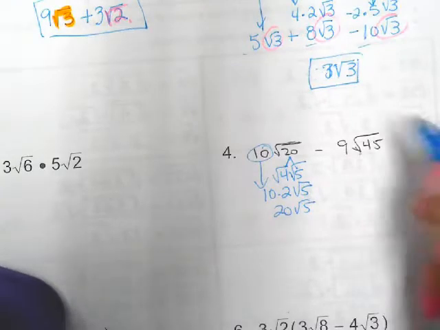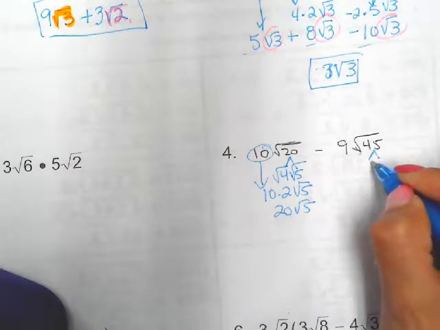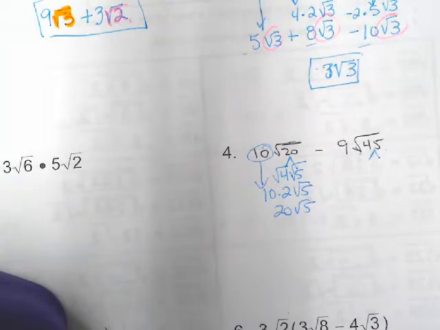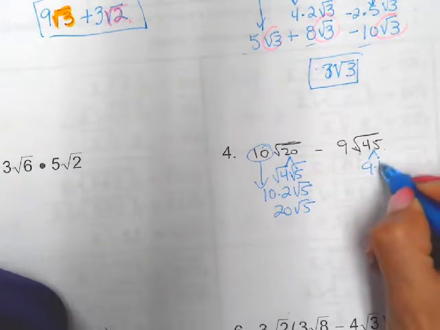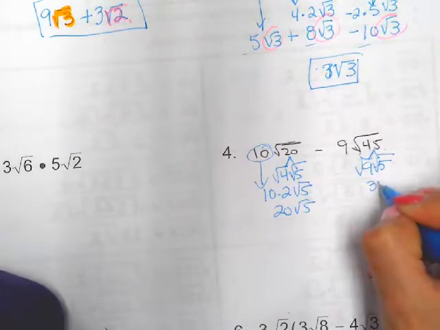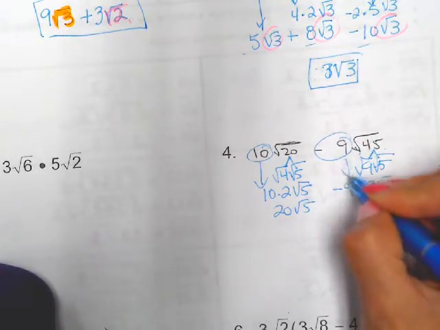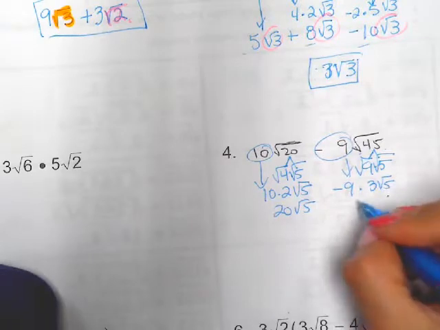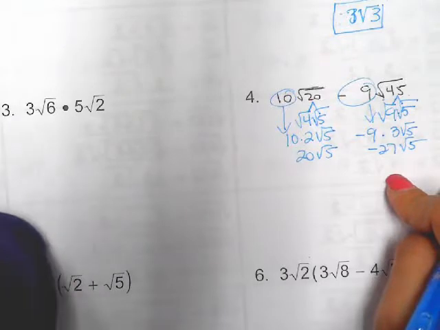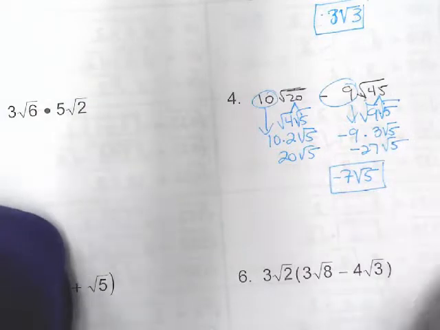Now let's do the 9 square roots of 45. Break down the 45 into 45 divided by 5 will give me 9, right? So it's going to be 9 times 5 is 45, and 9 is a perfect square number. Square root of 9 is 3. Bring down the square root of 5. Don't forget there's a negative 9 in the front. Bring it down and multiply it times the 3. Negative 27 square roots of 5. Now these are like radicals, so now they can combine. 20 minus 27, negative 7 square roots of 5.